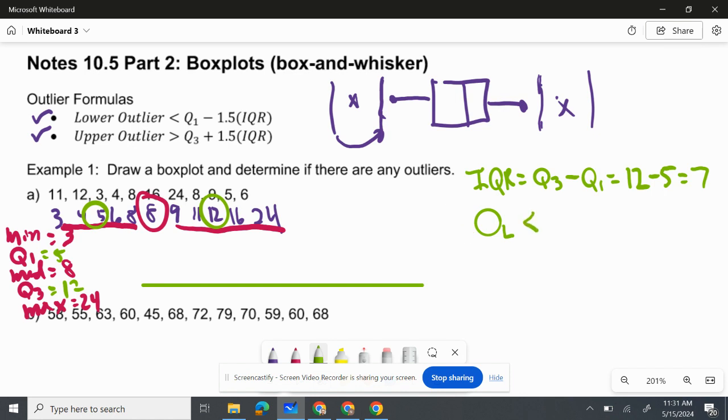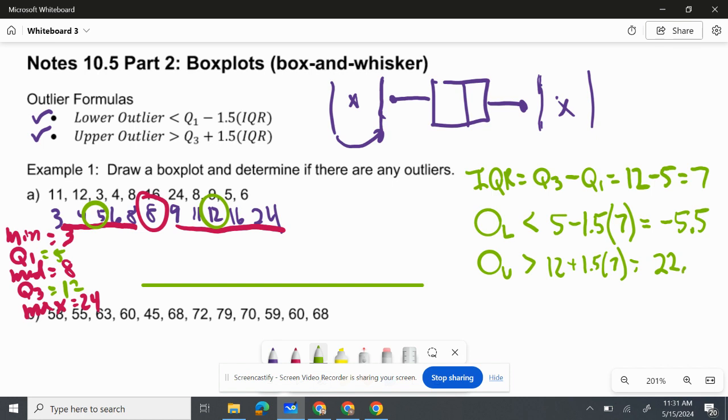Anything less than this would be considered an outlier. We take our Q1 value, which is 5, minus 1.5 times 7, and that gives us negative 5.5. So we want to see if there's anything lower than negative 5.5. Now our upper outlier has to be greater than our Q3 value plus 1.5 times the 7, and that gives us 22.5. So when we're looking at our data, we notice that 24 is an outlier.